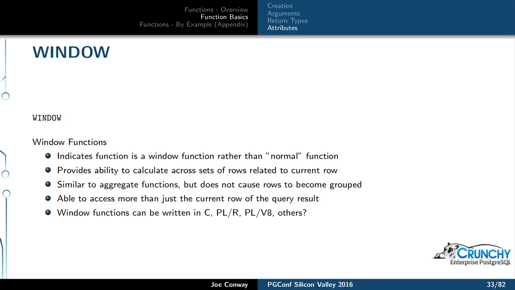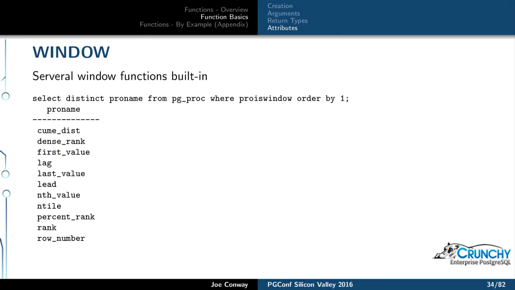You can mark a function as being specifically for use as a window function. How many people are familiar with window functions? Okay, that's good. So Postgres comes with a set of built-in window functions. Generally speaking, we say that window functions can only be written in C. You can actually write window functions to some extent in PL/R, and I've been told you can write them in PLv8. I'm not familiar with any other procedural languages that support writing window functions. This is just a list of the ones that were built into Postgres as of, I think, 9.5.